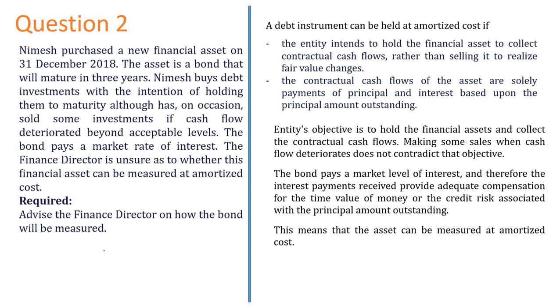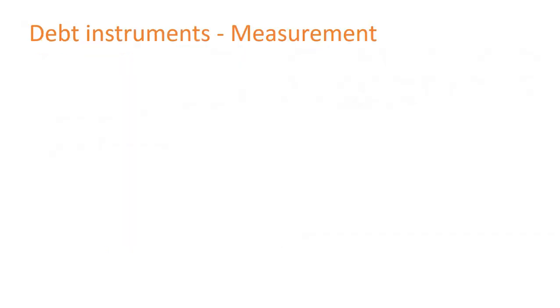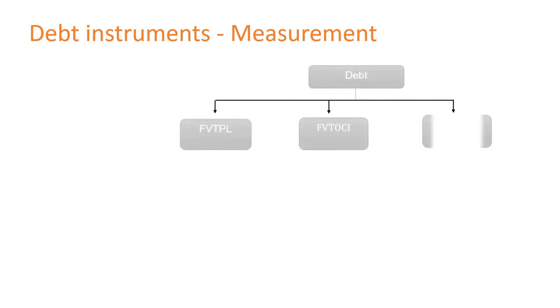Sometimes there may be something you don't understand here. I will try to explain that a little later, especially for these bonds. Now we know the bonds are in three categories. First one is fair value through P&L. Second one is fair value through OCI. Third one is amortized cost. Those are the three categories.